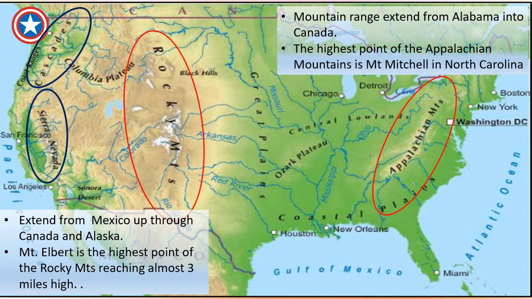14,440 feet of elevation. The Appalachian Mountain Range extends from Alabama into Canada, with the highest point of the Appalachian Mountains being Mount Mitchell in North Carolina, which is almost 1.5 miles high in elevation, but nowhere near as high as Mount Elbert in the Rockies. 2 other important mountain ranges are found especially in the United States. These are the Sierra Nevadas in the western United States. Here are the Sierra Nevadas, and the Cascades, which come from the northwestern United States into Canada.